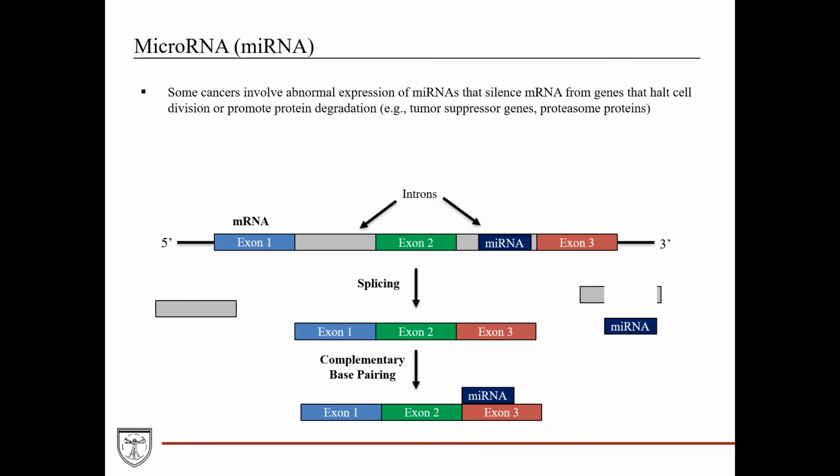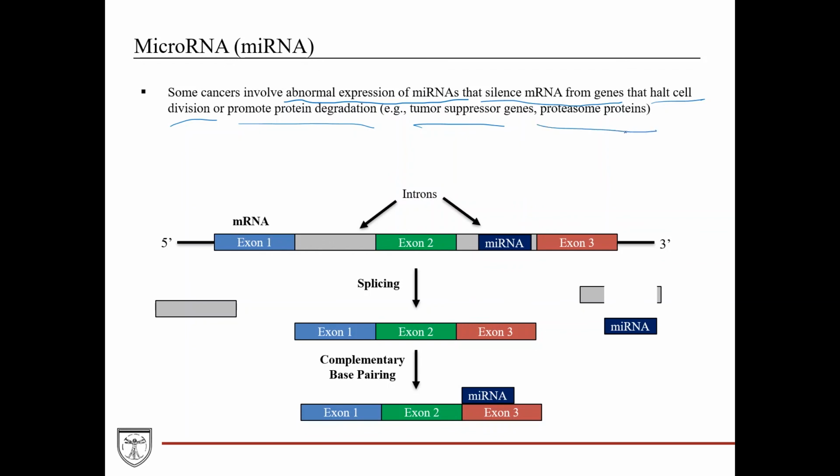Now this comes into play in cancer because some cancers involve abnormal expression of microRNAs that silence mRNA from genes that specifically halt cell division or promote protein degradation. Now you have tumor suppressor genes, which we'll talk about in much more detail in the cell cycle lecture. Tumor suppressor genes keep DNA replication and cell division in check. If these aren't around, then it goes unchecked and that's where you can develop cancer.